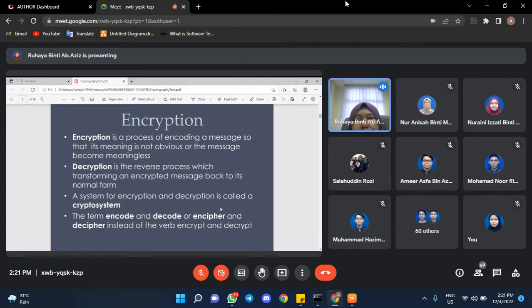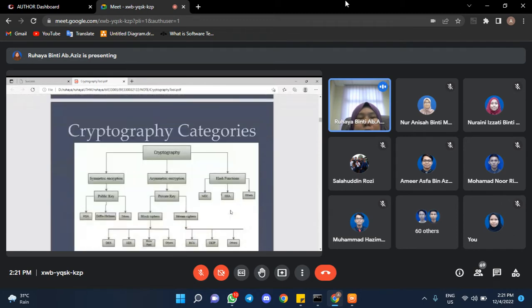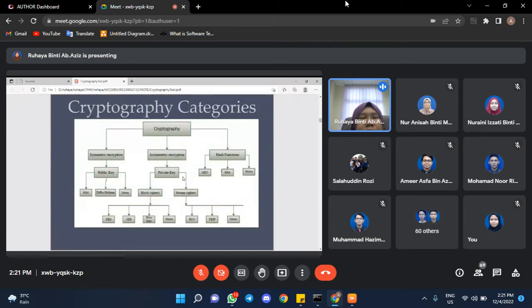Okay, basically cryptography types can be divided into symmetric encryption, asymmetric encryption, and hash functions. Where symmetric encryption means it's related to public key, private key. This information is not correct. Symmetric, nasib baik saya tak masukkan dalam slide ni.